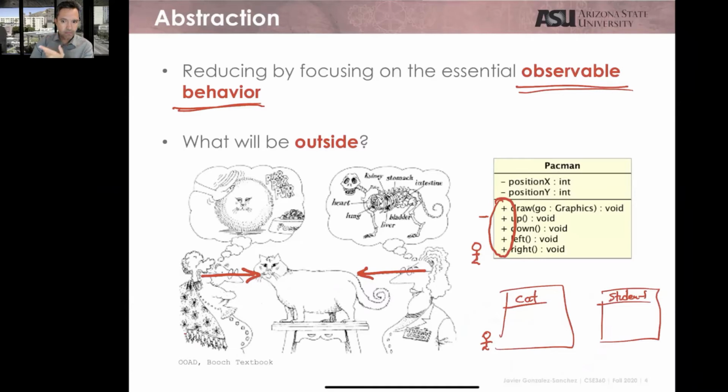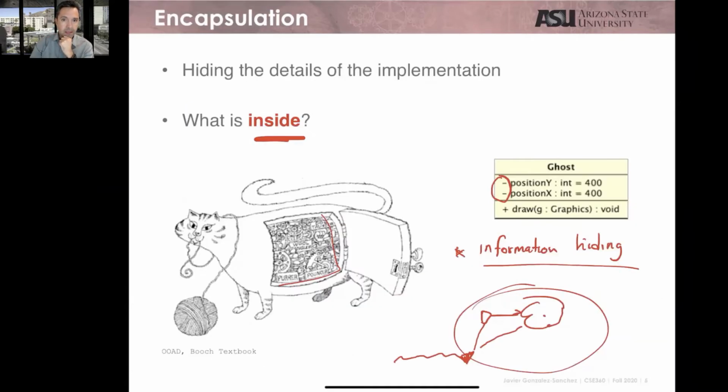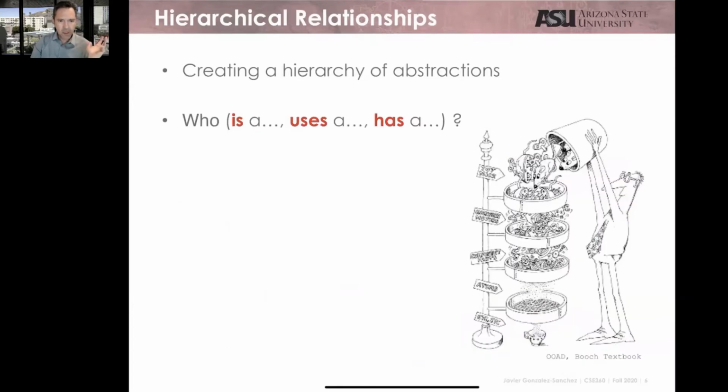Abstraction, the public part. Encapsulation, the private or protected part. First two decisions that you need to take in your classes. Now, moving forward. Okay, I have my class and I have a clear idea about what is going to be private, what is going to be public, what is going to be part of the abstraction, and what is going to be part of the encapsulation.